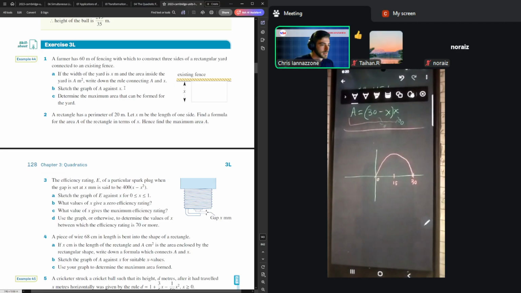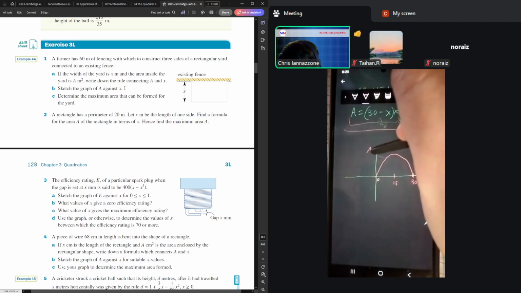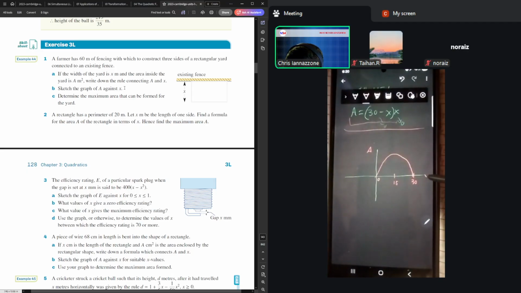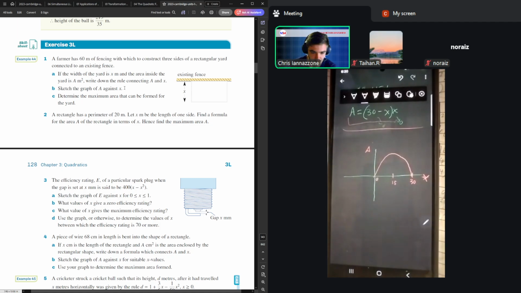Okay. That's sketching the graph. Final part, determine the maximum area. So remember, what we've just done is draw an area graph. We need to now determine what is the maximum possible area. How might we do that?